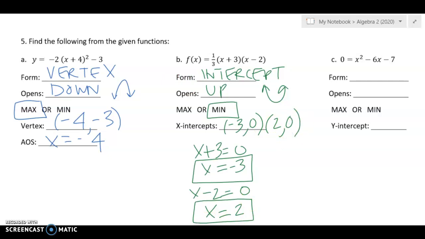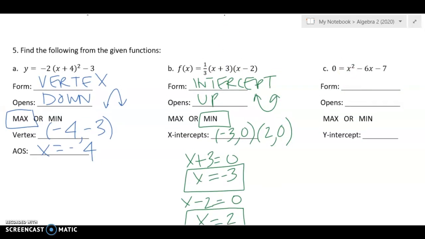All right, last one here. My last one is kind of what we just did, it is in standard form. It is a positive in the front, so it opens upward. If it opens upward, it has a minimum, and the really quick thing we can find here is the y-intercept, which would be (0, -7). -7 from the back of the equation.